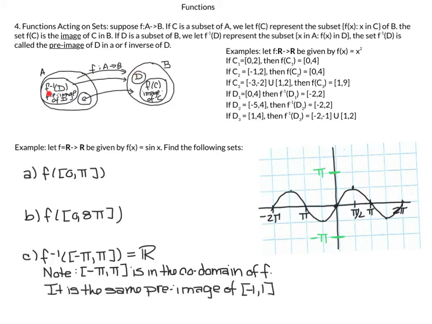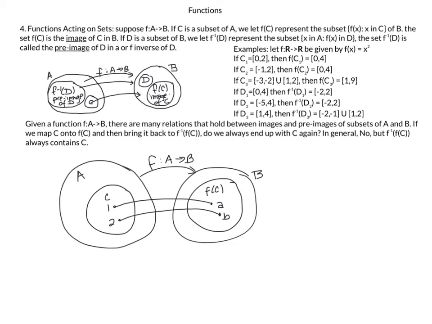We want to know what is the pre-image of -pi to pi. In other words, what are the values over here that our function will map to something between -pi to pi. And one last note, because sine only goes between -1 and 1, the -pi to pi is the same pre-image as -1 to 1. So that is something you have to be careful about with this pre-image.